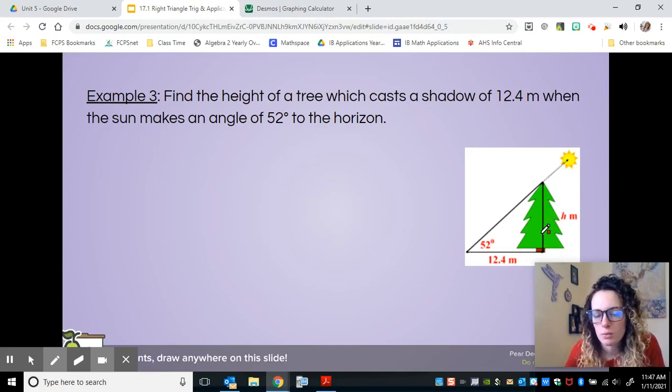Just to point out key things in the diagram, we're looking for our height, which they labeled as h. The tree itself casts a shadow, which should be on the ground. That's why it's on the bottom part. Casts a shadow of 12.4 meters. And the sun makes an angle of 52 degrees to the horizon. So that's where they're getting this 52. We can see that outline of the right triangle we're looking at. We're assuming this tree is perpendicular to the ground, so we're going to assume that's our right angle there.